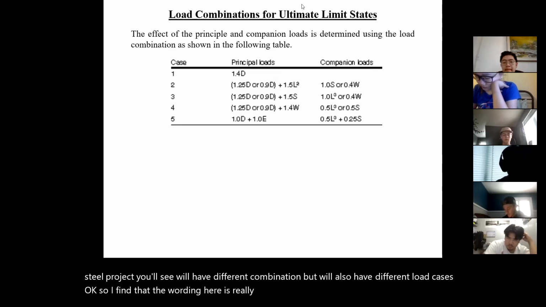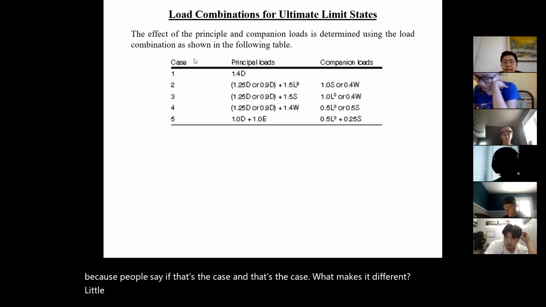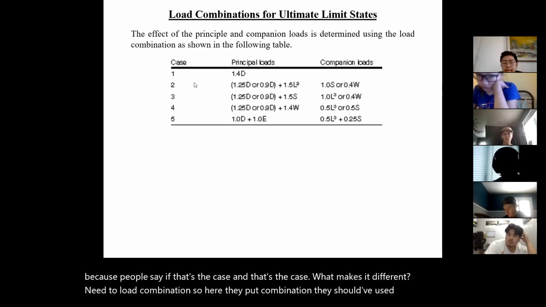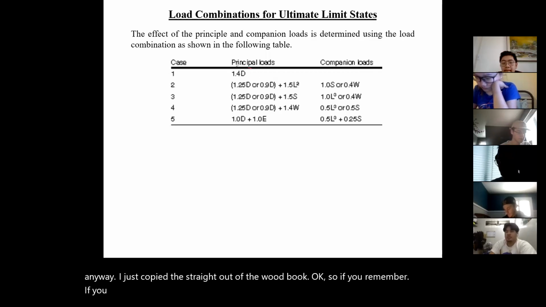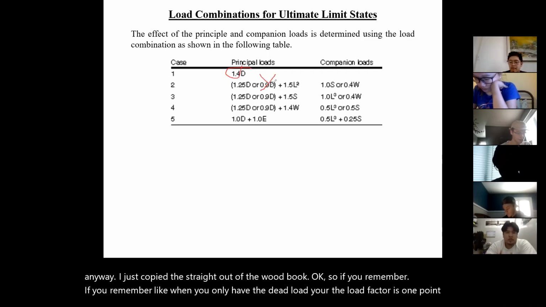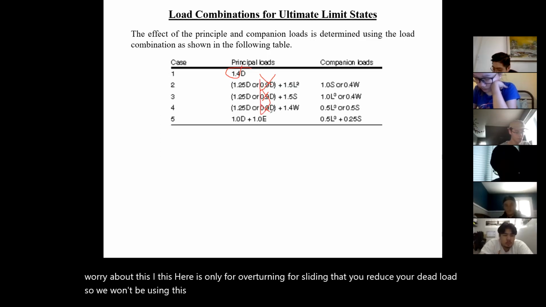So bear with me. I don't like to use this because people say, well, if that's a case and that's a case, what makes a difference? No, these are load combinations. So here they should have used combination 1. Anyway, I just copied this straight out of the wood book. So if you remember, when you only have the dead load, the load factor is 1.4. And don't worry about this. This here is only for overturning and for sliding that you reduce your dead load. So we won't be using this unless we're doing some overturning or some sliding, and we won't be doing that at all in this.